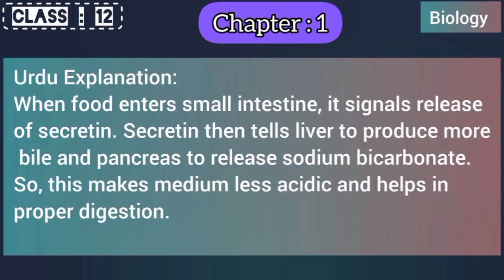Urdu explanation. When food enters small intestine, it signals release of secretin. Secretin then tells liver to produce more bile and pancreas to release sodium bicarbonate. So, this makes medium less acidic and helps in proper digestion.